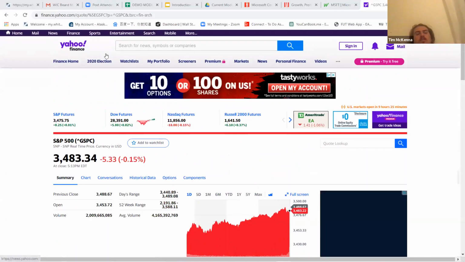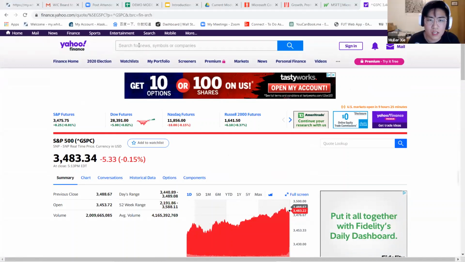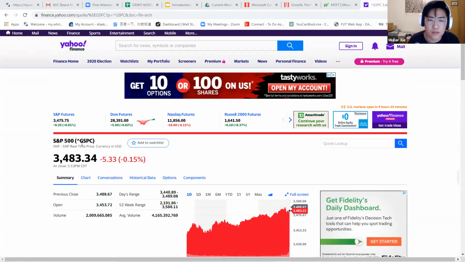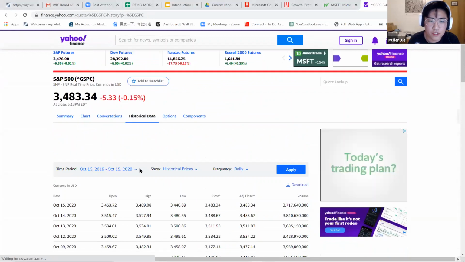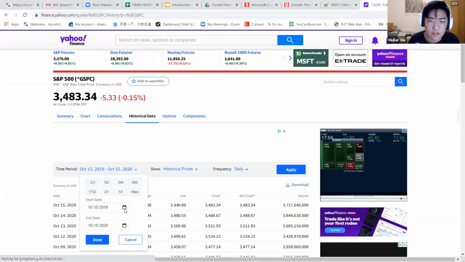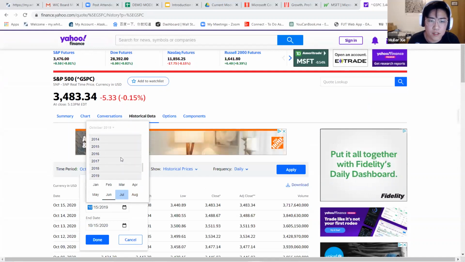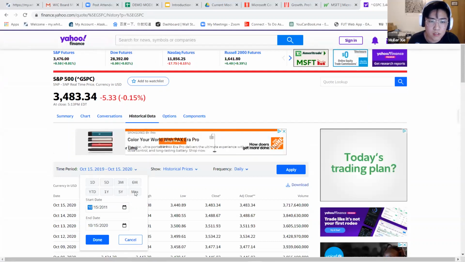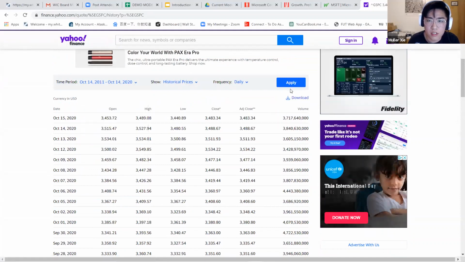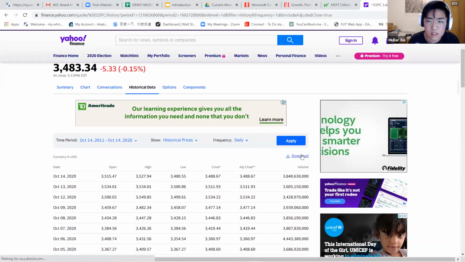So here it will show back to Yahoo Finance, and you type the ticker of the S&P 500, which is ^GSPC here, and you click on the historical data here, and you choose the same time period as you did for Microsoft. For Microsoft, we went back to 2011, so you also need to choose the date back to 2011. Then click done, click apply, and then download.